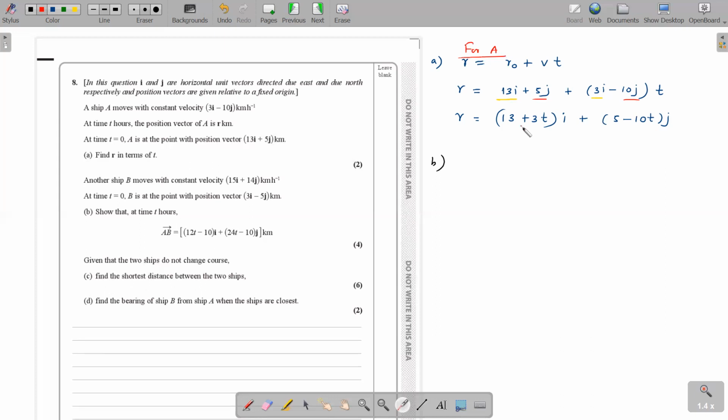And what can I get? I can get the position of ship A. So basically, if I use time is 2 hours, I can get the x coordinate and y coordinate. I can get the position of ship A at any given time.